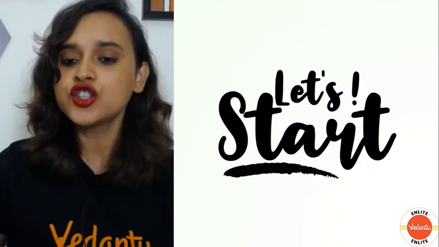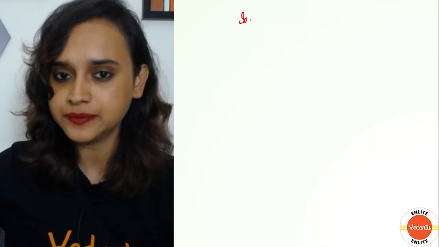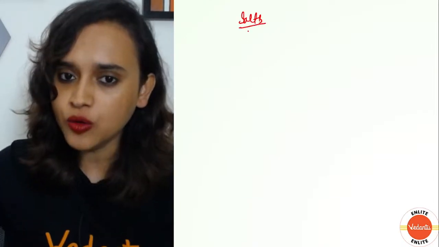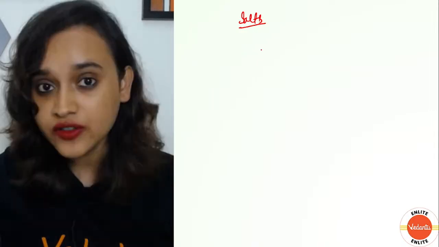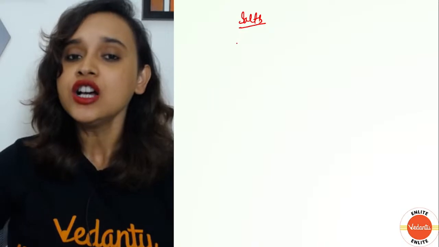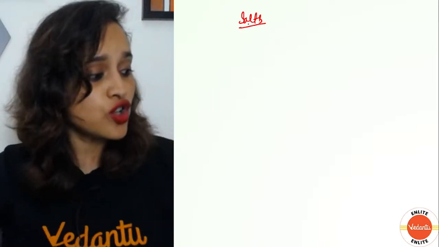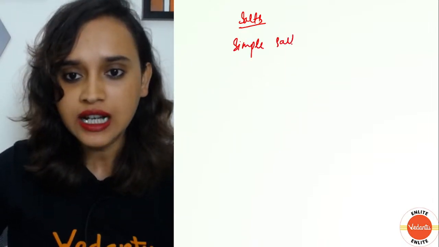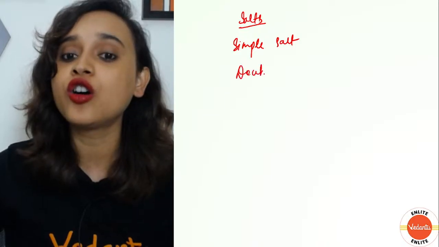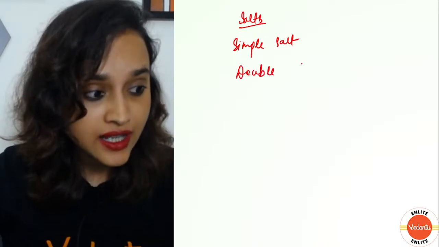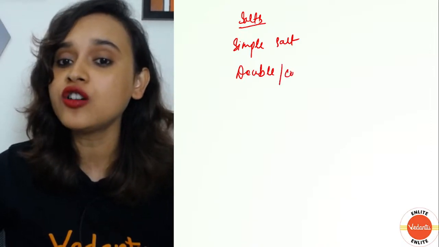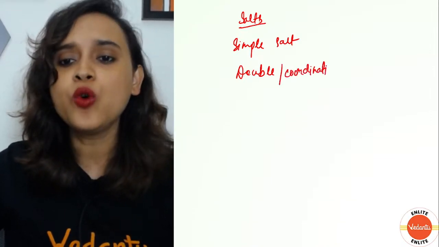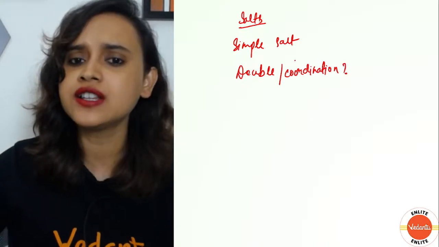Right. So let's start. Now, the first thing that we have to study, before we go to coordination compounds, tell me something. Have you heard about salts? Normally, the salts that we use, the table salt, the common salt and all of these, those are your simple salts. Now, salts can be of two types. One is your simple salt, and the other one is your double salt or your coordination compound. Now, what is the difference between these two?